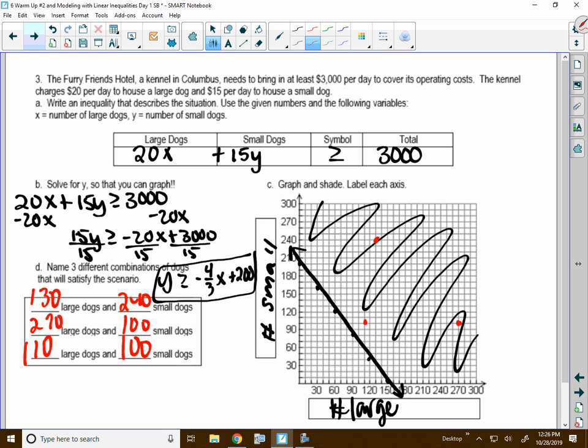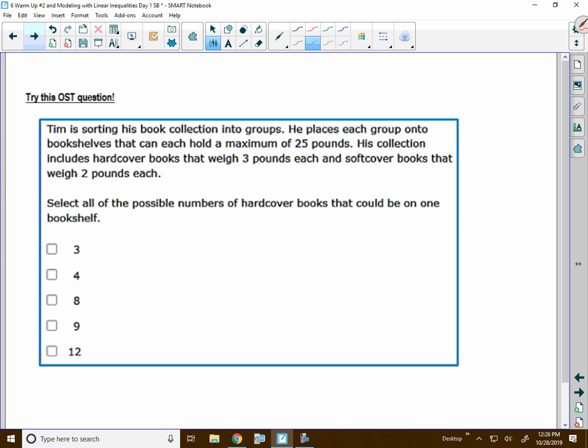Okay, do we have any questions? We feel okay on these? Yeah? Okay. Let's do a couple OST type questions here, just to show you how this would manifest itself on OST. Tim is sorting his book collection into groups. He places each group onto bookshelves that can each hold a max of 25 pounds. So, can we go over 25 pounds? No. We need to have our total be less than or equal to 25 pounds. Whatever we add together here needs to be less than or equal to 25.